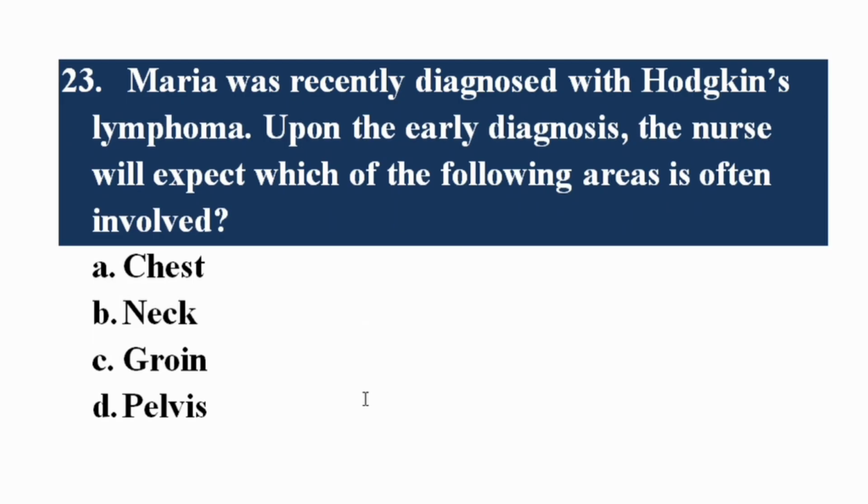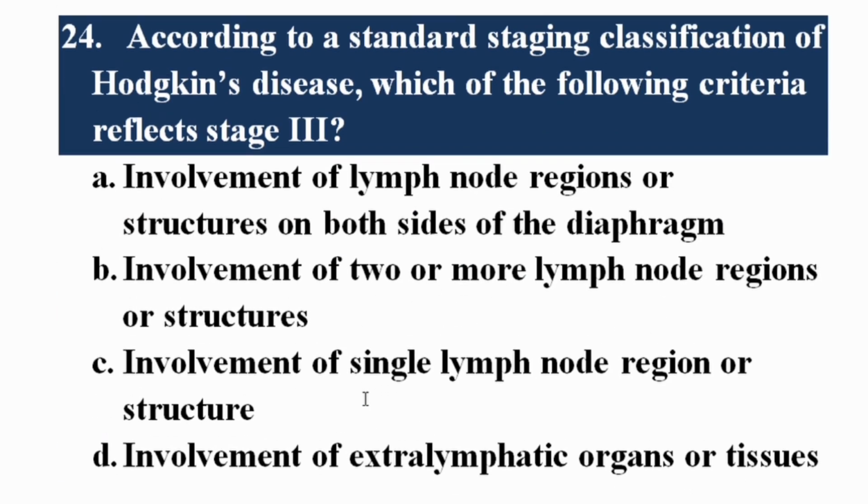Maria was recently diagnosed with Hodgkin's lymphoma. Upon the early diagnosis, the nurse will expect which of the following areas is often involved. Right option is beta, neck. According to a standard staging classification of Hodgkin's disease, which of the following criteria reflect stage 3? Right option is alpha. Involvement of lymph node regions or structures on both sides of the diaphragm.